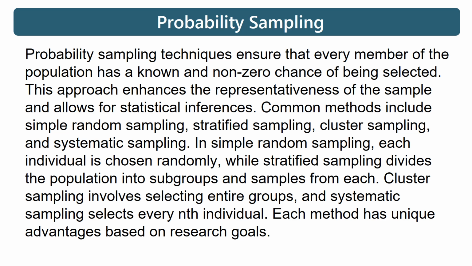In simple random sampling, each individual is chosen randomly, while stratified sampling divides the population into subgroups and samples from each. Cluster sampling involves selecting entire groups, and systematic sampling selects every nth individual. Each method has unique advantages based on research goals.